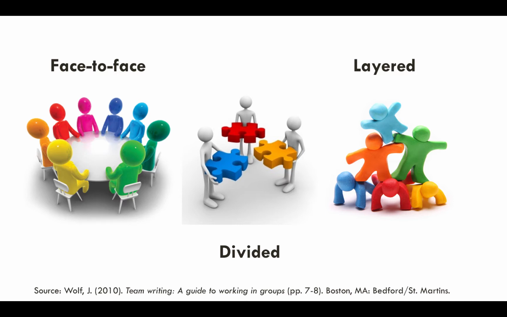There's the face-to-face collaboration method, in which all group members sit down and work together. There's the divided collaboration method, in which the group divides the project into as many sections as there are group members, and everyone puts the pieces together at the end. And then there's the layered method, in which each member takes turns contributing to the project, making revisions to what previous members have written and adding new material. Let's spend a few minutes thinking about the pros and cons of each approach.